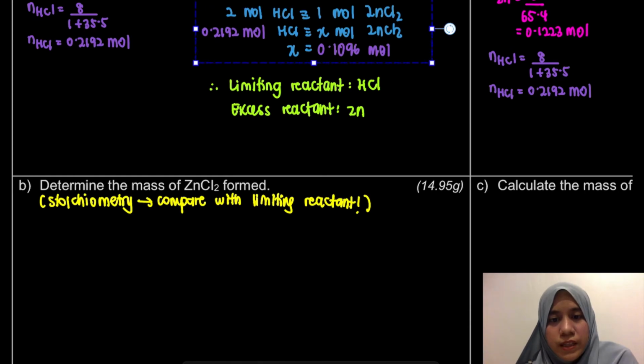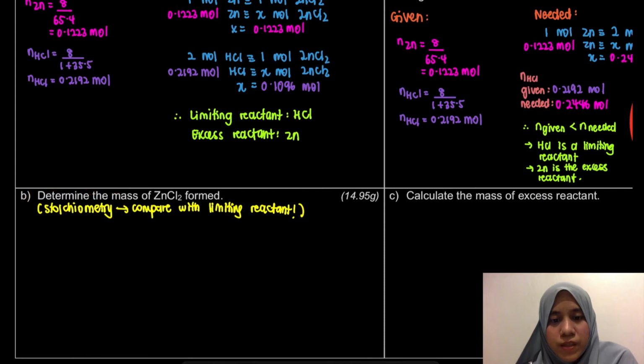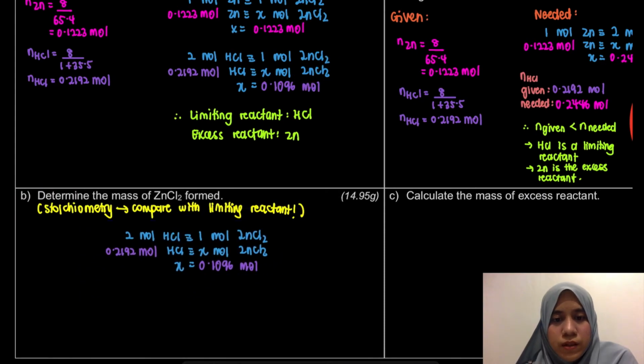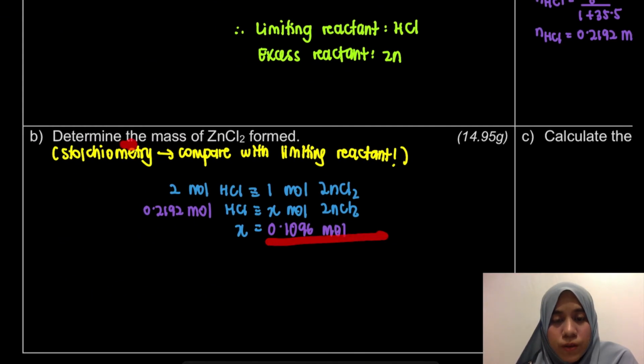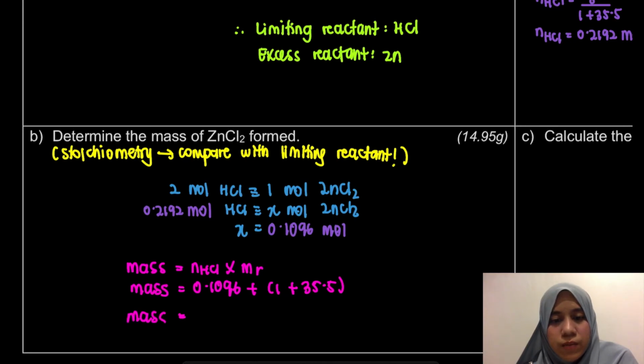Okay, so in method 1 Miss already found it, so I'm just going to copy paste it here. Again it's based on stoichiometry, you can determine the mass of product formed. But this is only the mole, so we have to find the mass itself. Okay, mistake, actually it's not the number of mole of HCl, it's zinc chloride. Only now Miss realised. So for zinc chloride, find its molar mass.